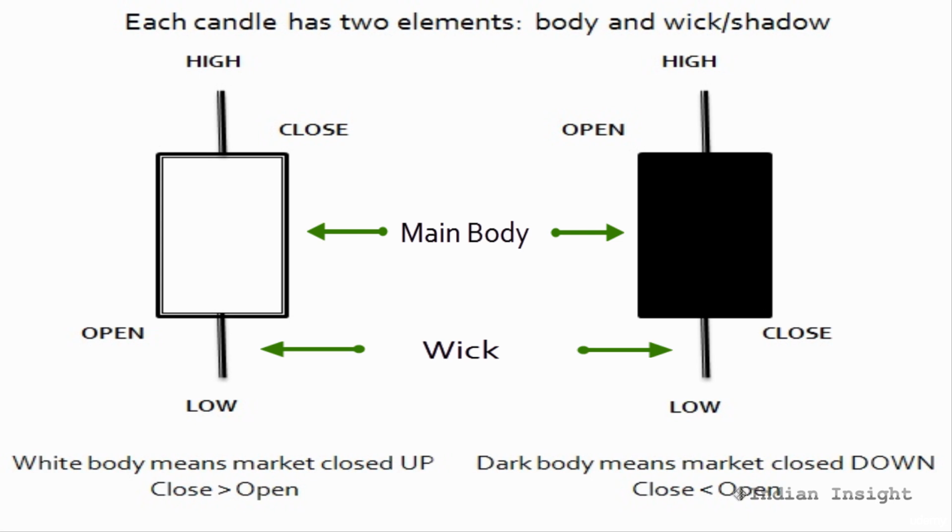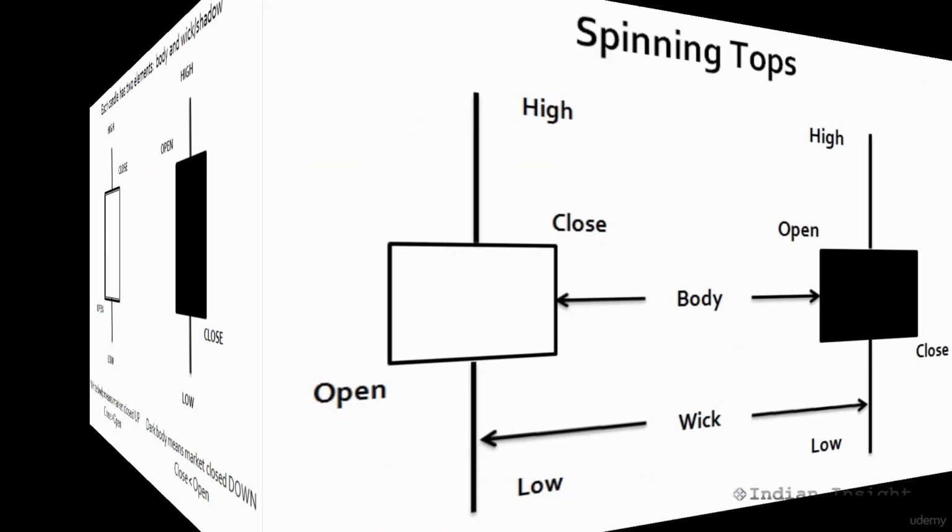Now, depending on the length of the wick and the body, there are different shapes of the candlesticks with specific implications. Also, a combination of 2 or more candlesticks have some specific implications. In this lecture, we'll first look at basic candlestick patterns. Later, we'll look at patterns involving 2 or more candlesticks.